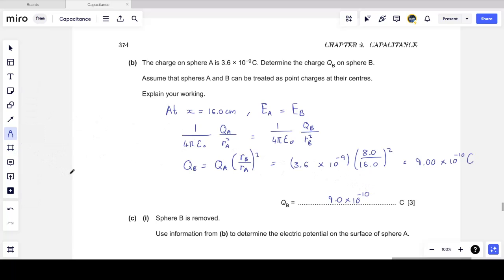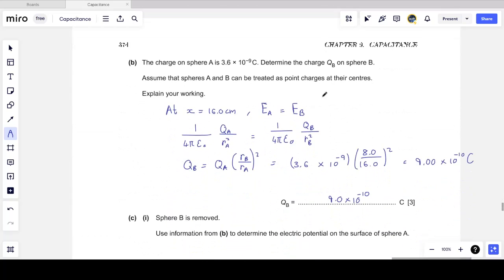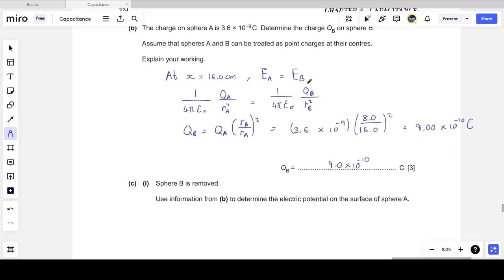And so you can see that when you're given a graph and you want to find something special about the second sphere, if you know some information about the first, a good idea would be to look at the point at which the electric field strength is 0. That means the individual electric field strengths must add, or in this case subtract, to give you 0. And so we can equate the two magnitudes of electric field strengths and solve for the thing that's unknown. In this case, it was the charge.